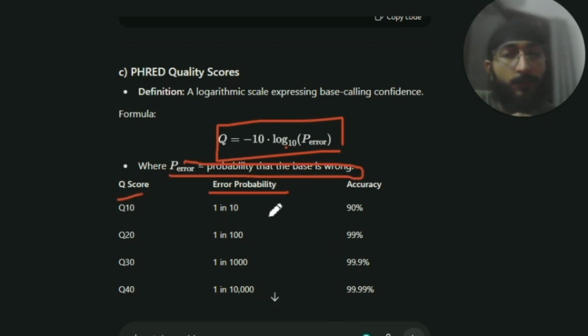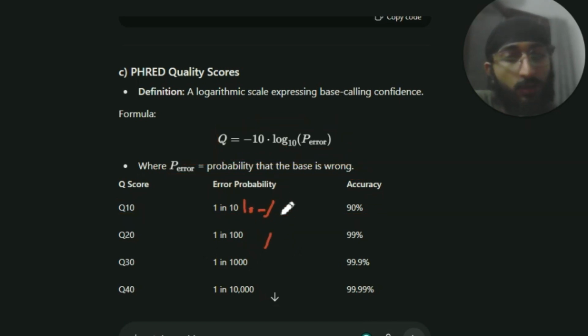Now, for the Q score, we can check the error probability. If we have Q10, that means a 1 in 10 probability of it being wrong. So the accuracy is 90%. This means 10% wrong, right? And Q20 is 1% wrong. Sorry, not 20%, 1% wrong. This is 10% wrong. This is 1% wrong.